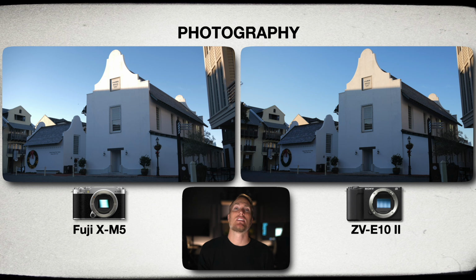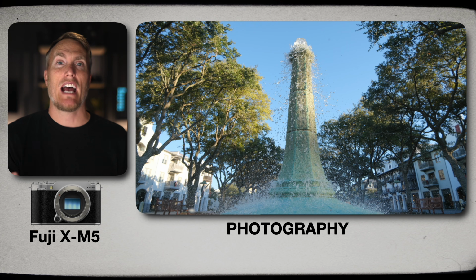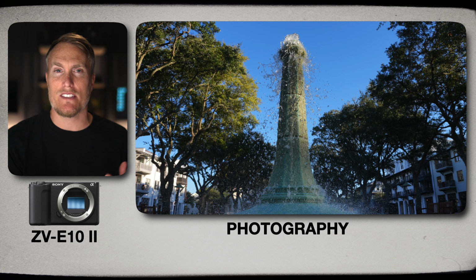Both the X-M5 and the Sony ZV-E10 Mark II take great photos, but they each have their own distinct flavor. Even though they both have the same size sensor with 26 megapixels, the pictures they produce have a slightly different feel to them. The X-M5, being a Fujifilm camera, has a bit more of a classic film colors look to it, and there's a gentle sweetness to the image that's appealing to a lot of people.